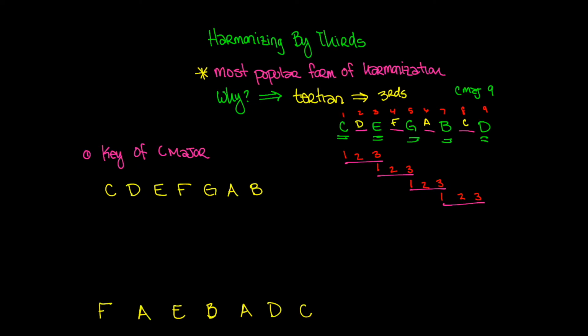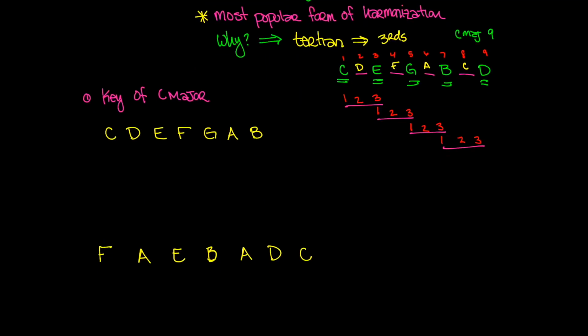And that's why, because when we're harmonizing by thirds, we're essentially creating chords. That's what we're doing. So that's why harmonization by thirds is so incredibly popular, because it's extraordinarily pleasing to the ears. It sounds great. The chords sound awesome. All right, let's get into some examples here.